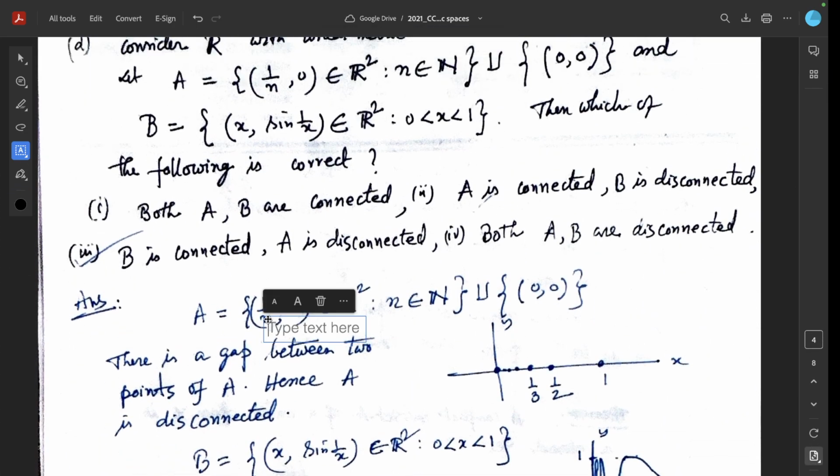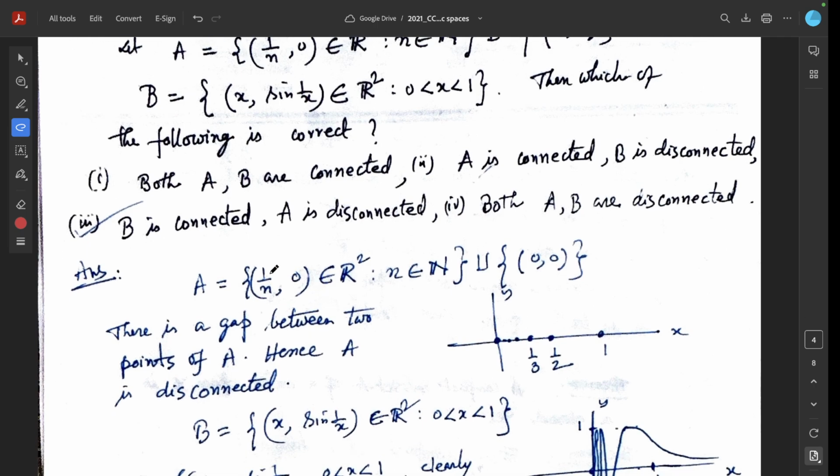Here, A is the set of all the ordered pairs (1/n, 0). Suppose n equal to 1, so this point is (1, 0). Next n equal to 2, so (1/2, 0). Then (1/3, 0). So these are points on the x-axis, and this sequence of points moves towards the origin O, union this origin O.